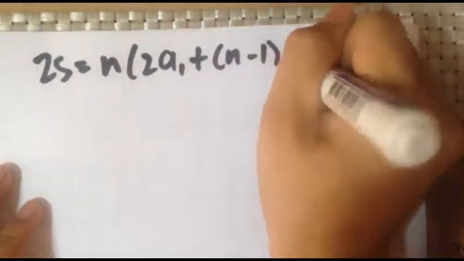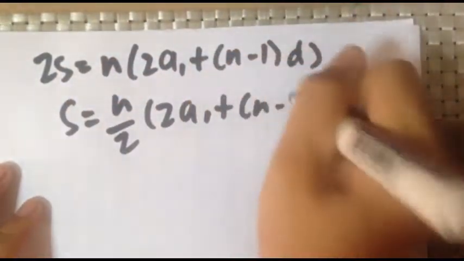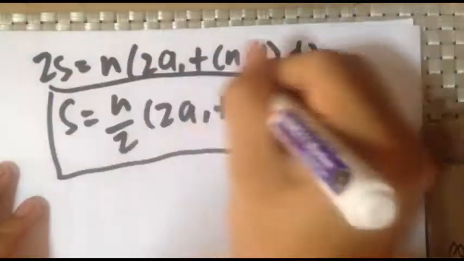So 2S equals n times quantity 2A sub 1 plus n minus 1 times D, or S equals n over 2 times quantity 2A sub 1 plus n minus 1 times D. You might want to remember this formula, but even more important to remember is where this formula came from.